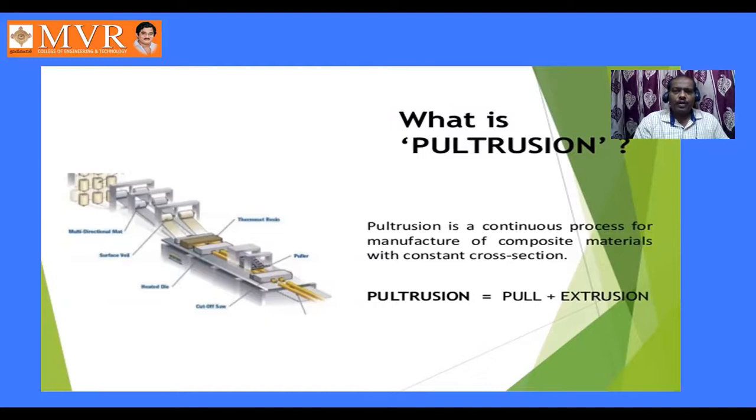What is pultrusion? Pultrusion is a continuous process for manufacture of composite materials with a constant cross section. So pultrusion means pull plus extrusion. There are a number of methods for the preparation of composite materials and composite parts. In this class, we are going to concentrate on what the pultrusion process is, its advantages, and how the pultrusion process carries out its operations in the preparation of products.